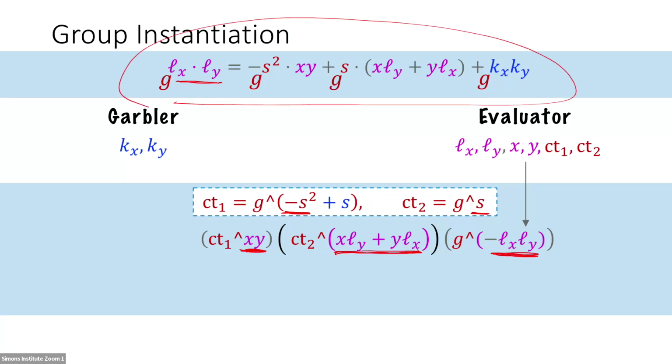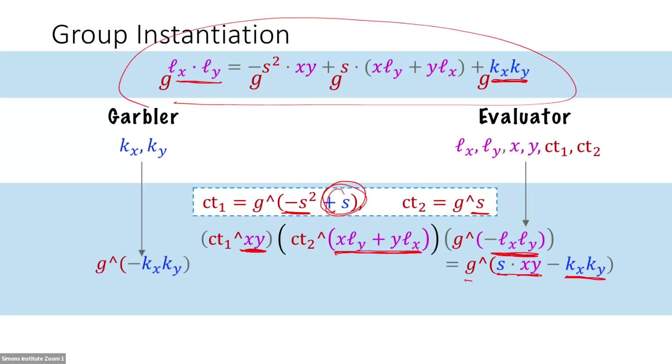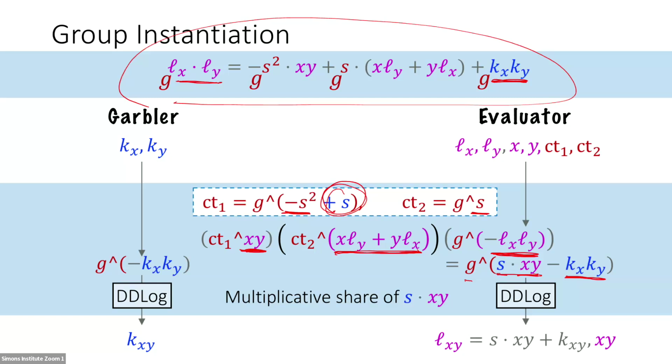Using this identity, we know that this evaluates to s times xy. This is why we added this additional term. So we have s times xy in the end, with what is being left over, which is g to the kx, ky. And g to the kx, ky is something that the Garbler can evaluate on its own. So they end up with a multiplicative share of s times xy. How do we go back to an additive share?